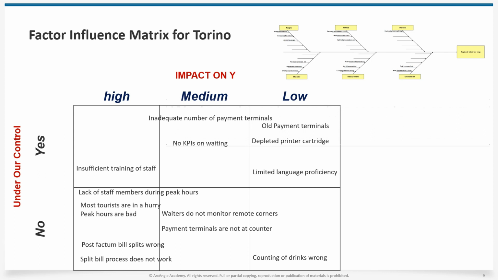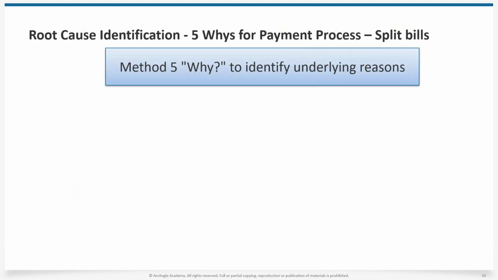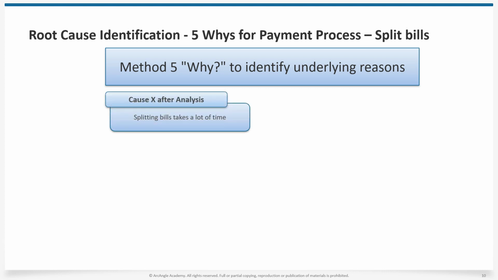It is recommended that you explore and analyze the remaining root causes in the under control, yes, and under control, no, low impact categories on your own. The next slide demonstrates the application of the 5 whys method to address the issue of split bills in Torino restaurant. By asking why multiple times, we can uncover the underlying reasons that contribute to the problem and need to be considered during the improvement phase.